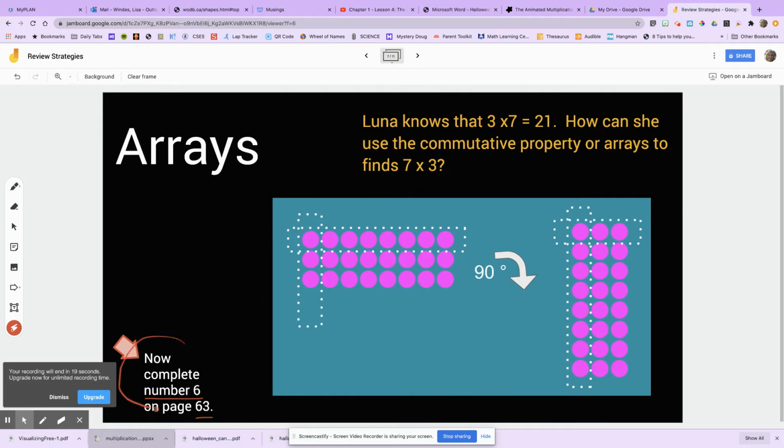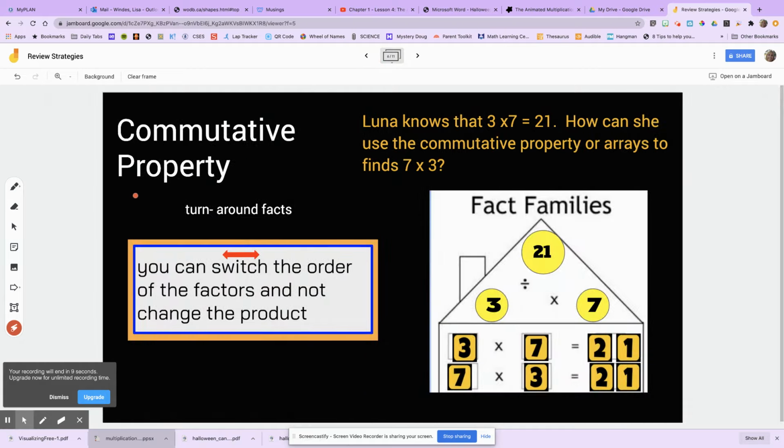So now you're going to complete number 6 on page 63. And they're going to give you a choice between looking at it, using an array to help solve it, or using the commutative property to help solve a problem. So stop your video and go do that now.